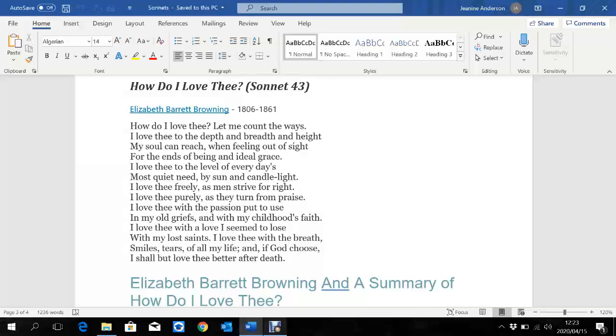"I love thee with the passion put to use in my old griefs, and with my childhood's faith." So now in the sestet, she's talking about the loves that she had when she was a child. She talks about her old griefs, a reference to the bad things in her childhood, things that made her unhappy, her brother's death, for example. The relationship that she had with her father would be another one. So the passion that she had to use in her life when she was a child, she's now transferring over to the love that she has for her husband.